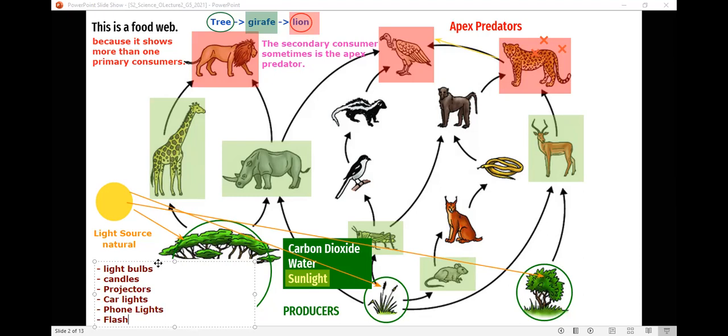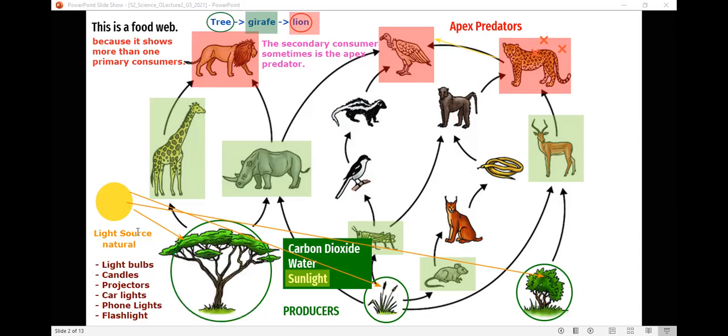Excellent answers. All of these are sources of light. Some of them, the sun is a natural source of light.